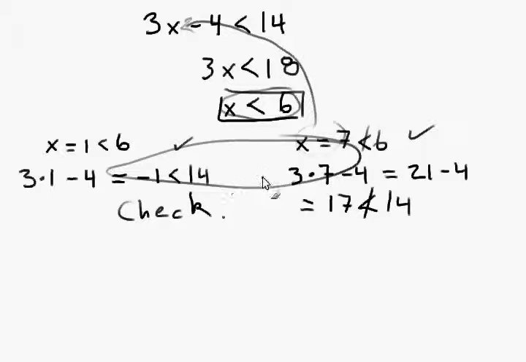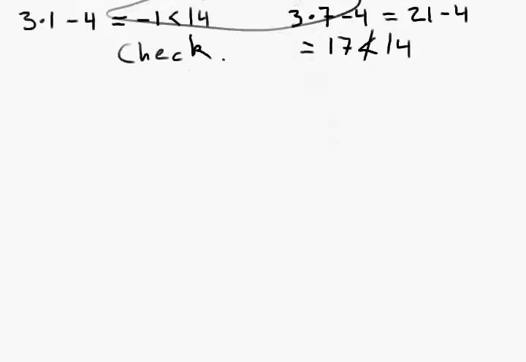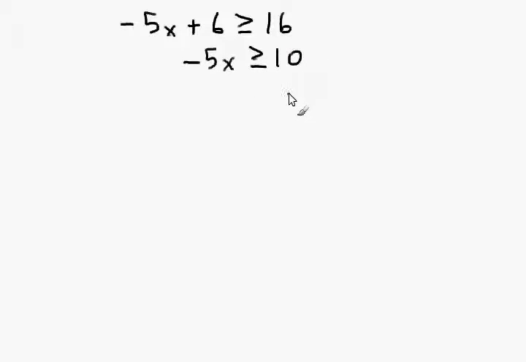How about another one? Let's try minus 5x. We'll add 6 to it, and we want this to be greater than or equal to 16. So we'll proceed just like we did before. We'll just start solving. Subtract 6 from both sides, and we get minus 5x is greater than or equal to 10. Now we'll divide both sides by a negative 5. X is greater than or equal to negative 2.